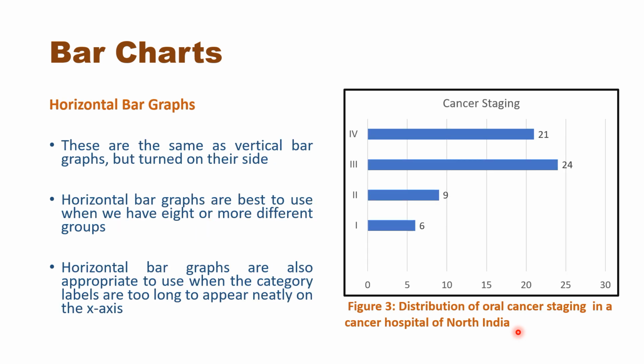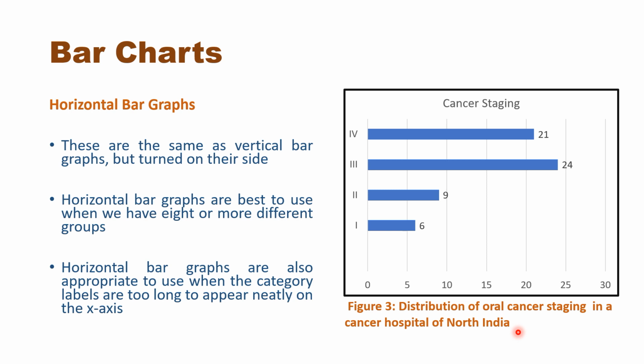Next is horizontal bar graph. These are the same as vertical bar graphs but turned on their sides. Horizontal bar graphs are best to use when we have 8 or more different groups. So that means when we have more categories, then we should use horizontal bar graphs.